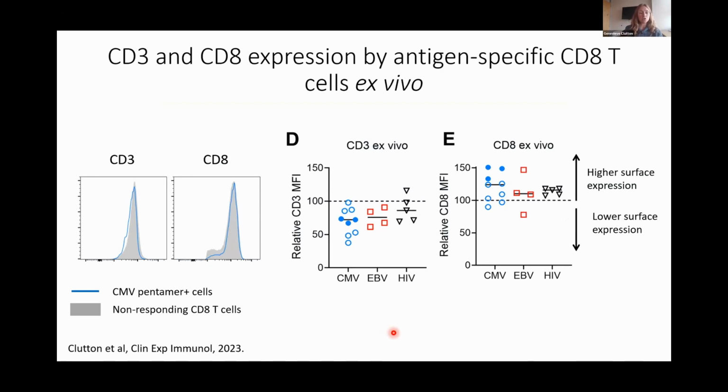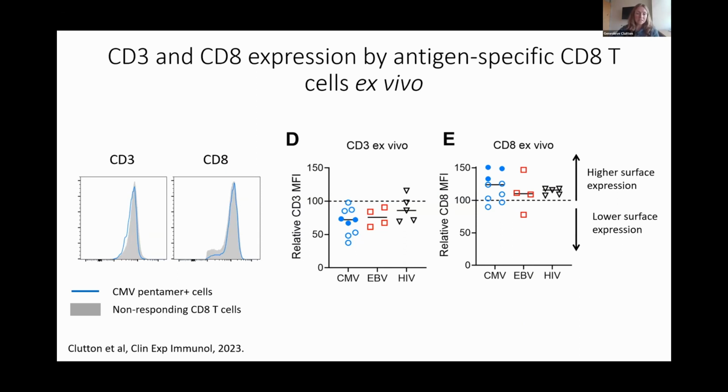We compared the expression of CD3 and CD8 on the surface of our pentamer-positive cells to the expression on all of the other non-responding cells in the same culture, shown in this representative example here. Now, to allow us to compare measurements on the same scale between participants and experiments, we normalized the expression of CD3 and CD8 on the non-responding cells to 100%, and then compared the expression on the virus-specific cells to that threshold. So if a data point appears above the line, that means that the virus-specific cells expressed more CD3 and CD8 on their surface relative to the bulk population. If they're below the line, that means the expression was lower, and this will be repeated on subsequent slides.